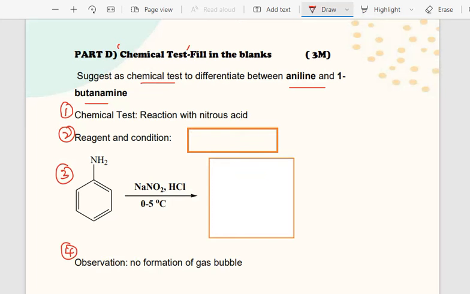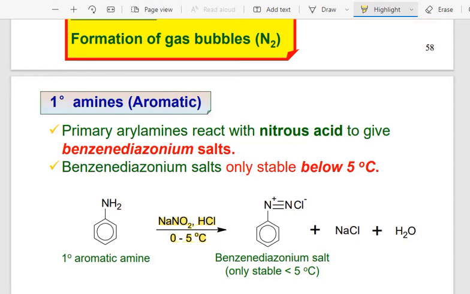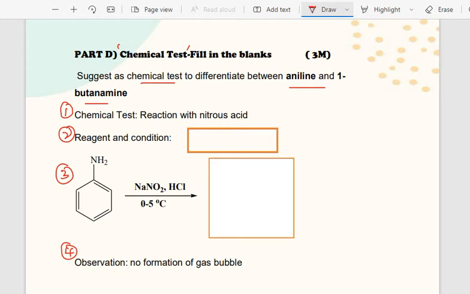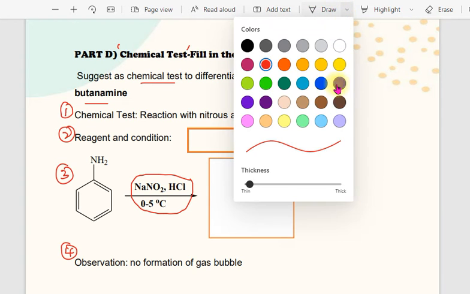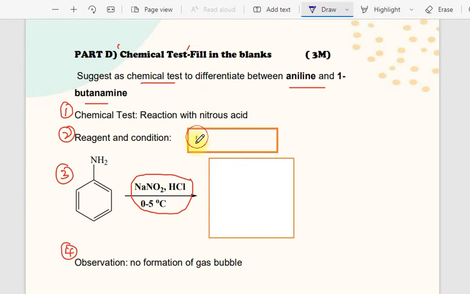So the first one, reagent. You have to write down NaNO2 HCl, and the condition is 0 to 5 degrees Celsius. Actually here, this is a hint already. So what is the reagent? You must write down NaNO2 and then HCl, and then the condition is 0 to 5 degrees Celsius.